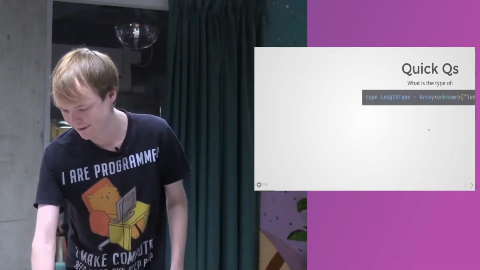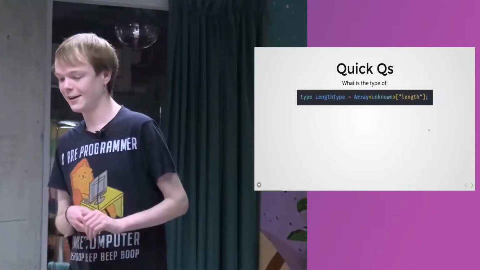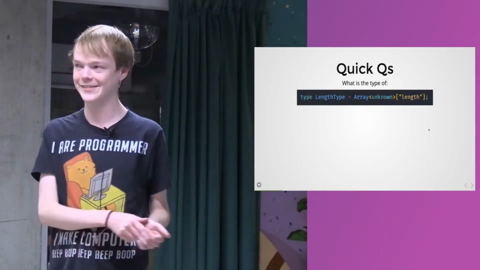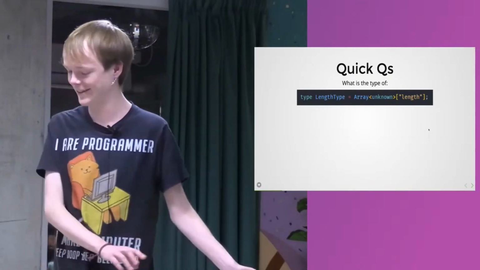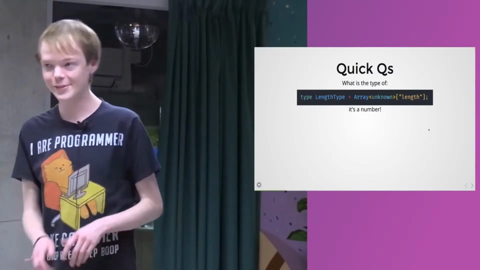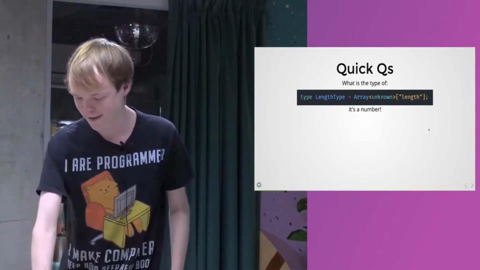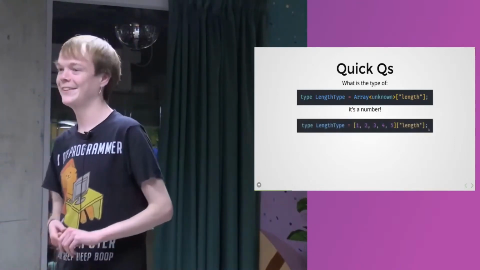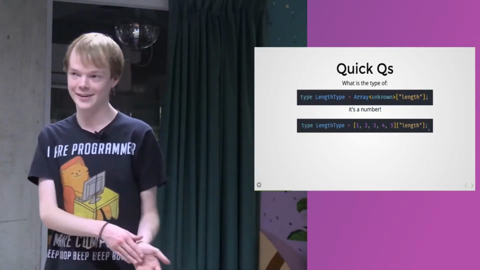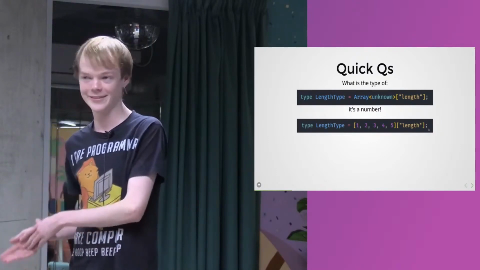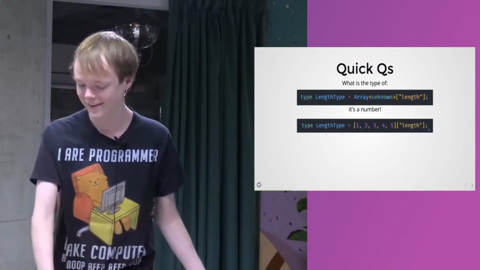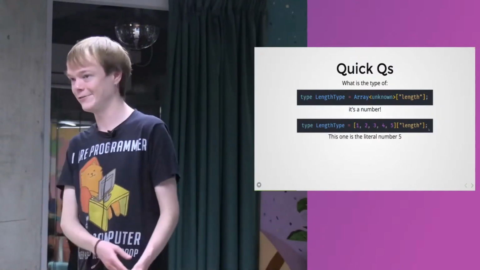I'm going to start things off though with some quick questions. Do people know what the type of the length type is in this instance? I'll just answer it straight away. Yes, it is a number, which is as expected, right? But then what about this one? Now here, this is a little bit different. In TypeScript, this would be a tuple, which has a defined amount of items. And so we already know how many items are in this tuple, and hence, we know it's 5.